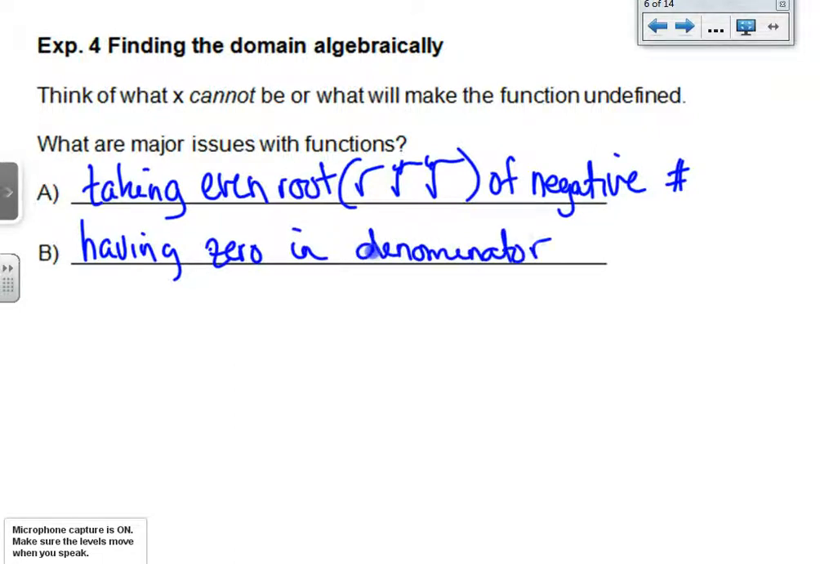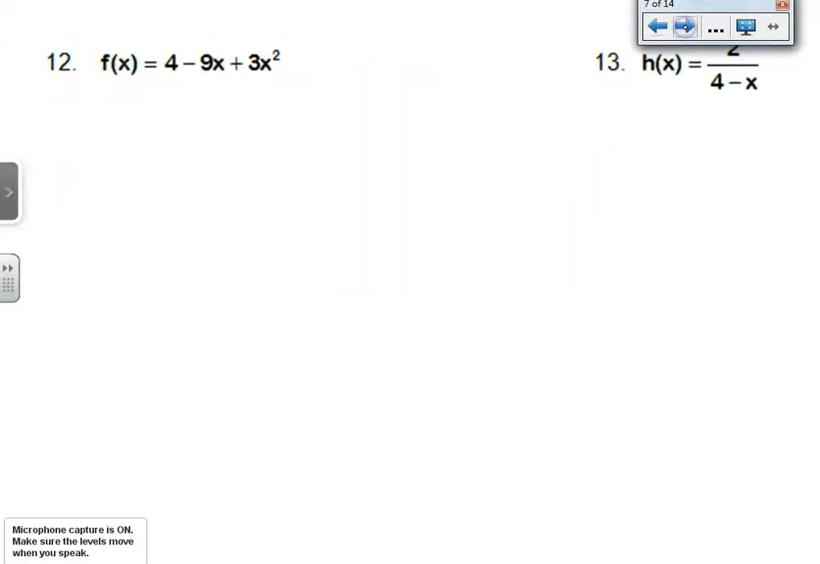So basically, what you need to look for in your function is, do you have an even root? And sometimes you have both, but do you have a denominator? And could that denominator possibly come out to 0? So when I look at number 12, there are no roots, there are no denominators, so there are no restrictions, which means the domain of this function is all real numbers, or negative infinity to infinity.